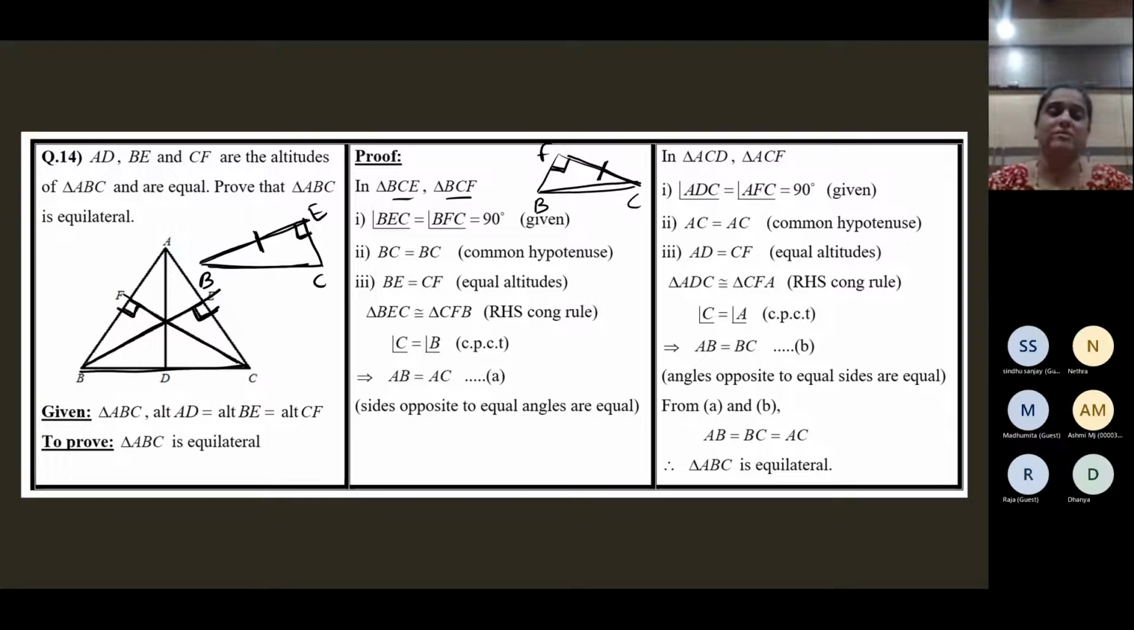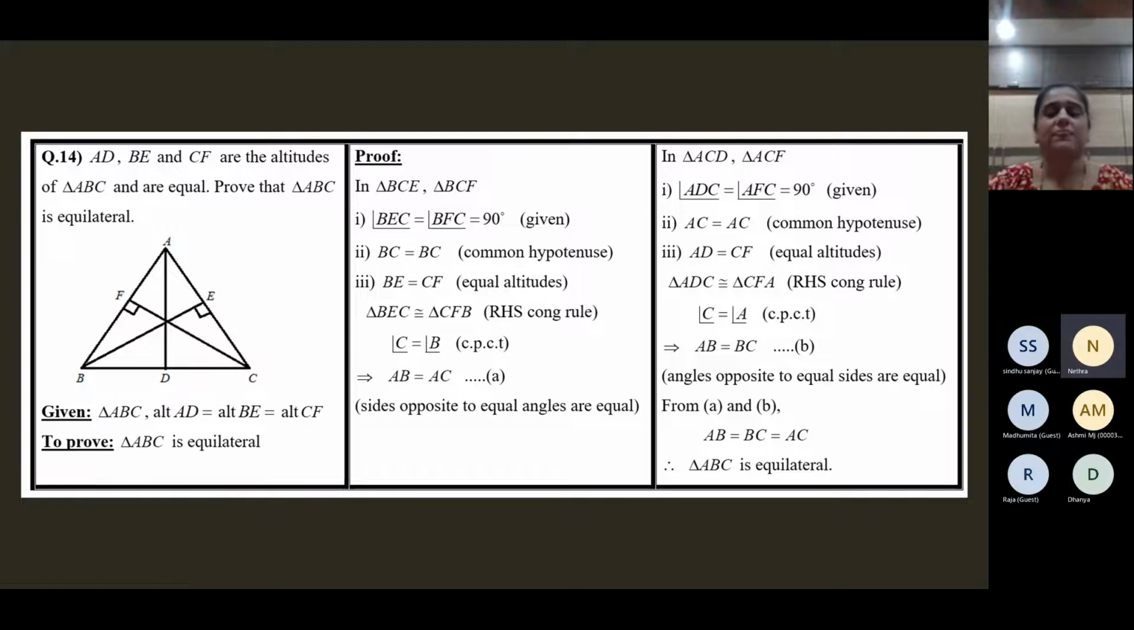So you can draw the triangle separately for more clarity. You can see that opposite to the right angle is the hypotenuse, which is a common side. So BC is equal to BC, common side or the common hypotenuse. Right angle is here, and then some other side, the altitude. BE is equal to CF. Is it clear, children? Yes, ma'am. Yeah. So right angle, common hypotenuse, and some other side, equal altitudes.